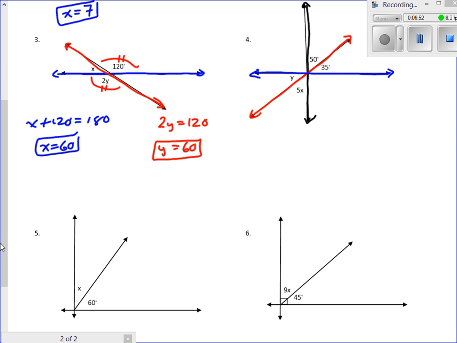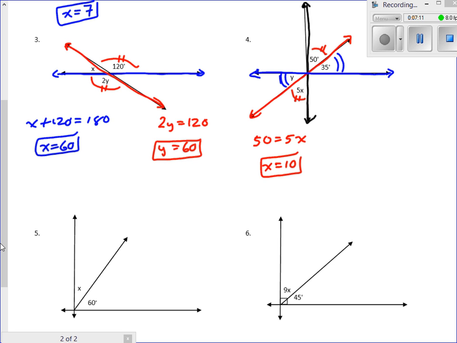So maybe we start right here with the 50. Across from the 50 is the 5x. So we can go ahead and set 50 equal to 5x. Divide both sides by 5. X equals 10. And then if we look closely, we see the y is across from the 35.